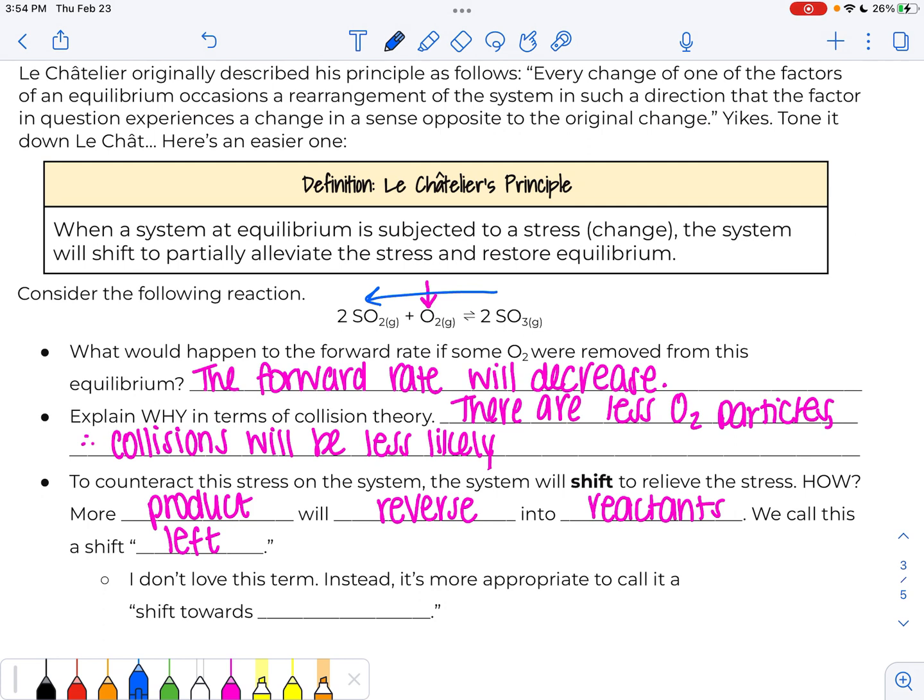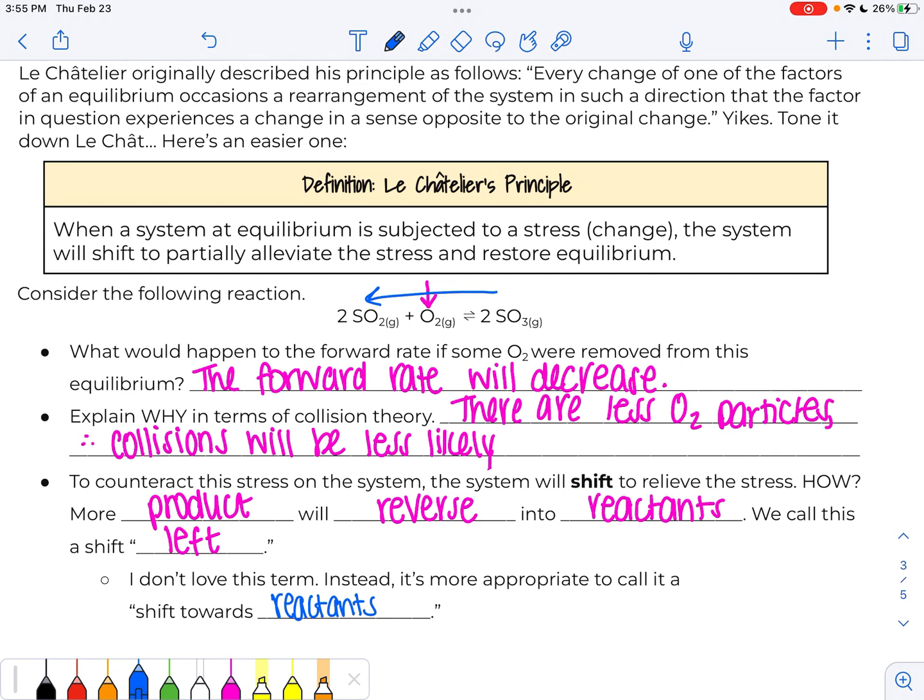So I don't really love the term of shifting left versus right. It's not really something that is accurate in a system. If you think about the system that this reaction would be happening in, probably since we're in gases, it's in some closed container. Those particles aren't physically moving left or right when you're shifting your equilibrium system. So what I would prefer we say is that it's more appropriate to say it's a shift towards reactants.